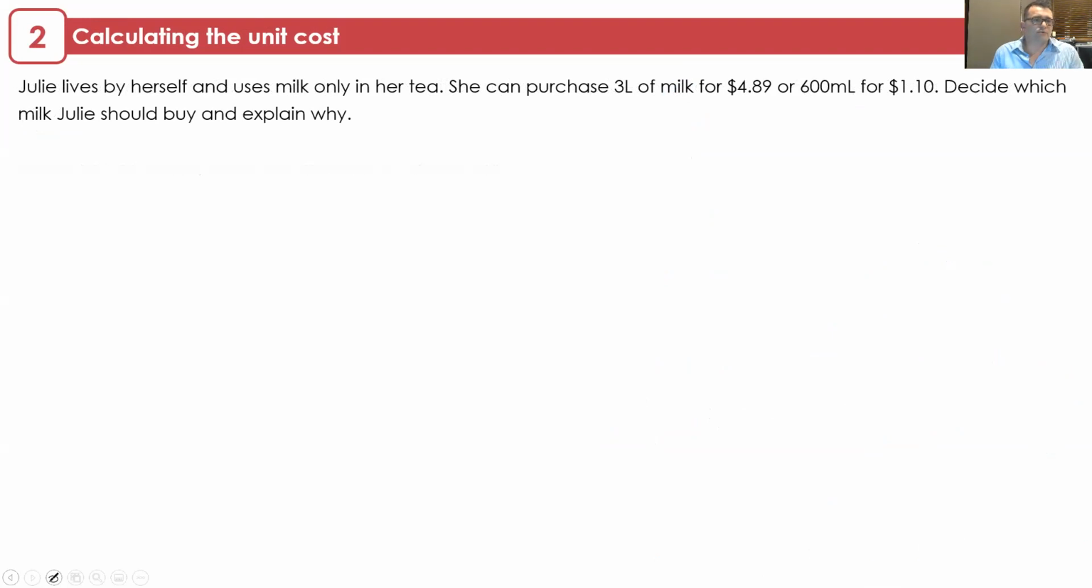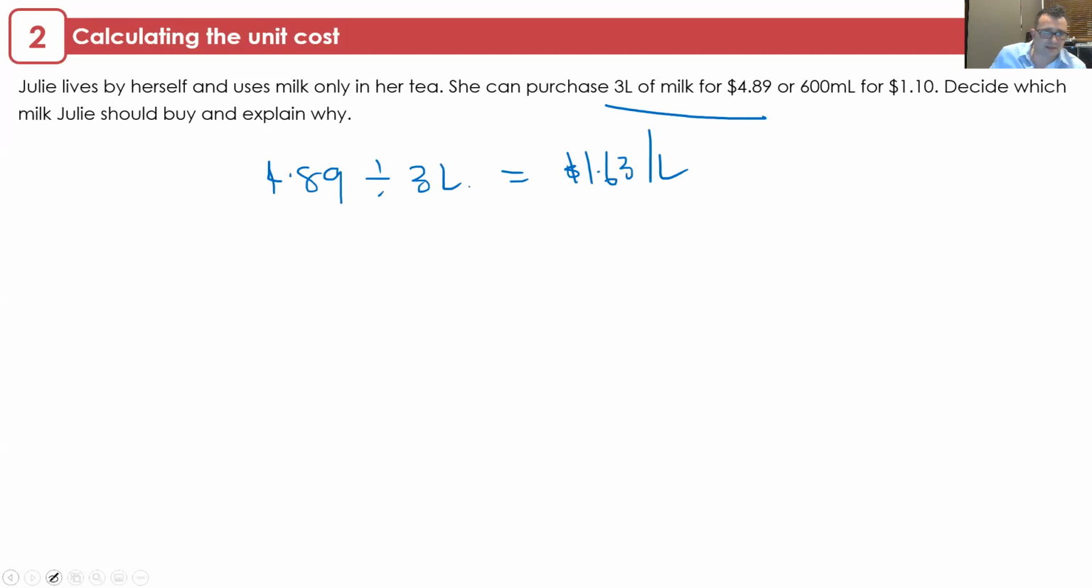And our last example: Julie lives by herself and uses milk in her tea. She can purchase 3 litres of milk for $4.89 or 600 ml for $1.10. Decide which milk she should buy and why. Once again, we're going to do our unit price. So we have $4.89 divided by 3 litres, so we have $1.63 per litre.